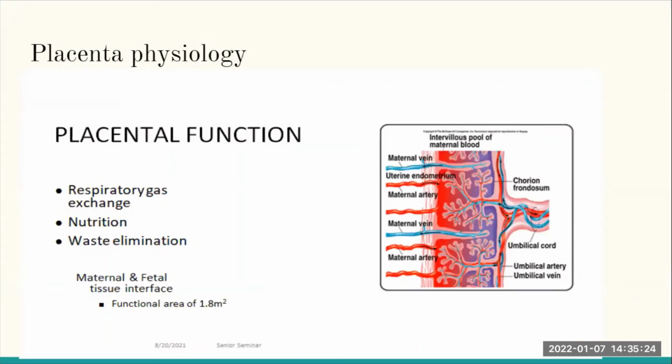So this is also another review of placental physiology. The function of the placenta is respiratory gas exchange, nutrition, and waste elimination. The fetal and maternal tissue interface has an area of about 1.8 square meters. And if you look at this image, it shows us the maternal veins, the arteries that perfuse the endometrium, and then we see the umbilical cord, the umbilical arteries, and the umbilical vein as well.